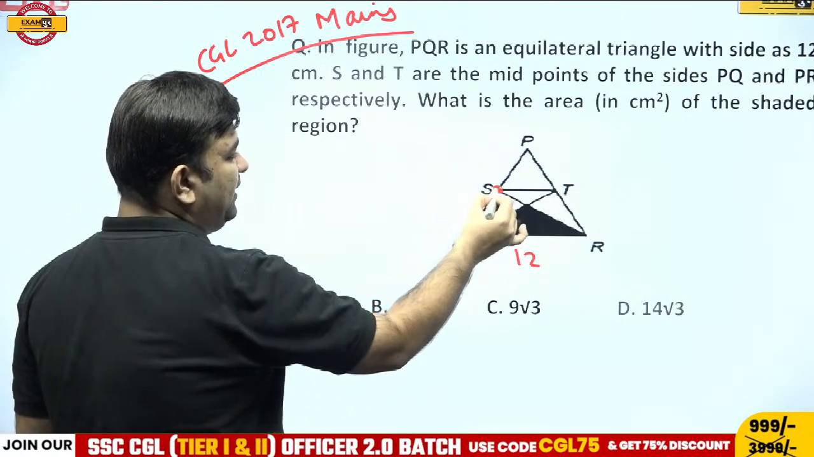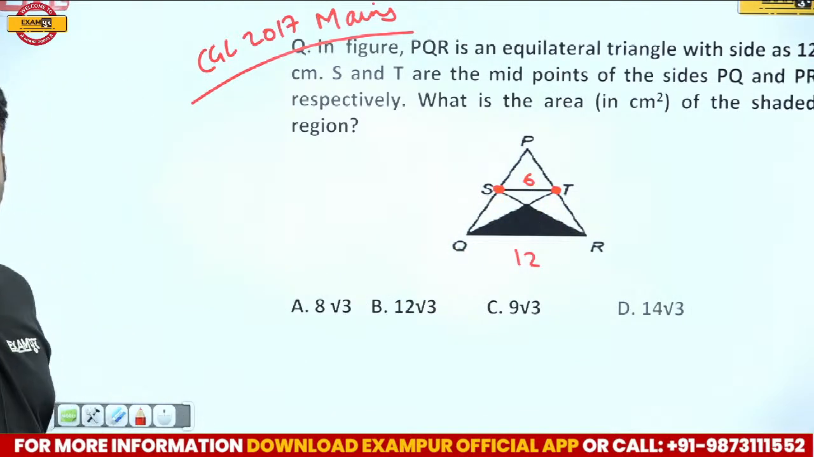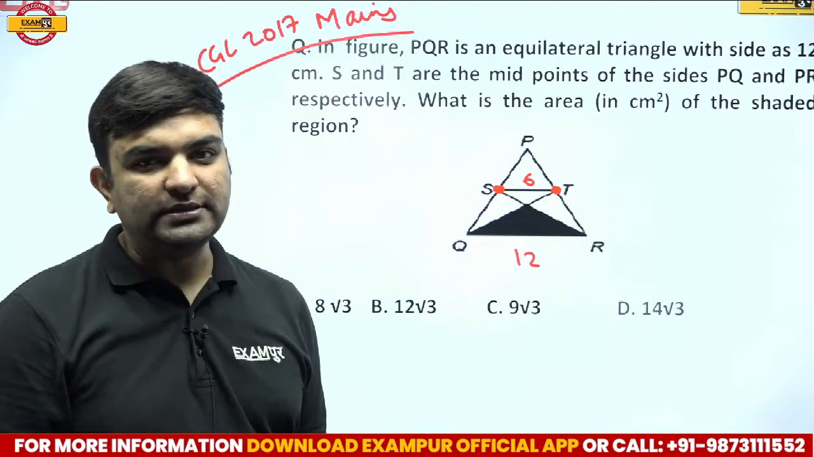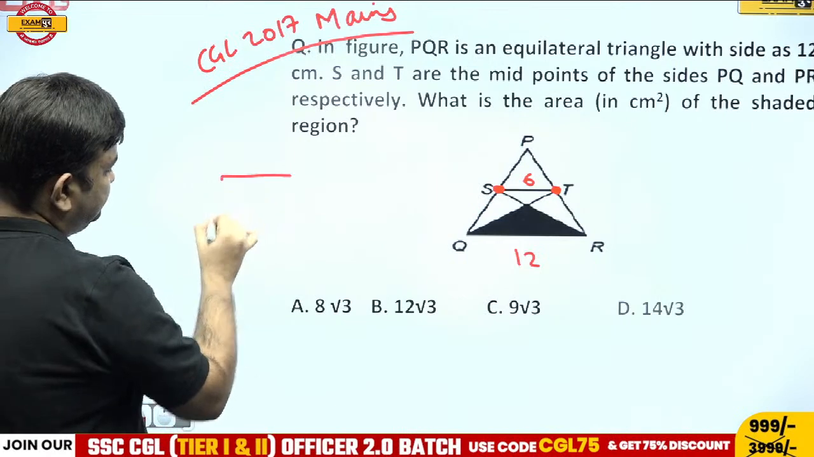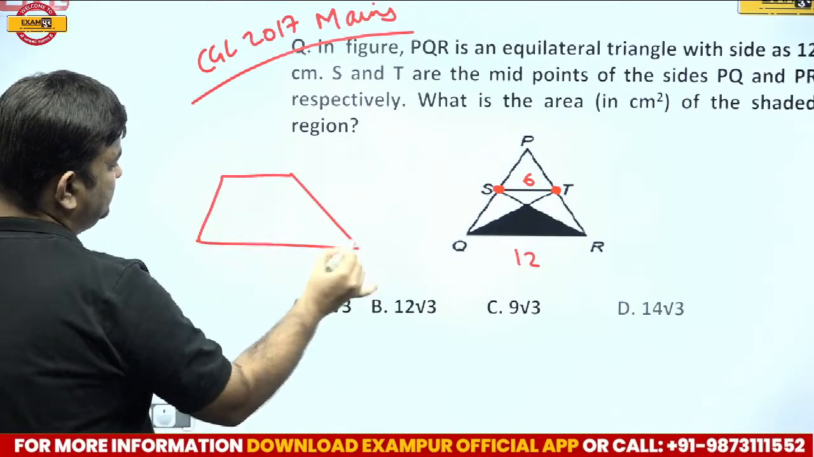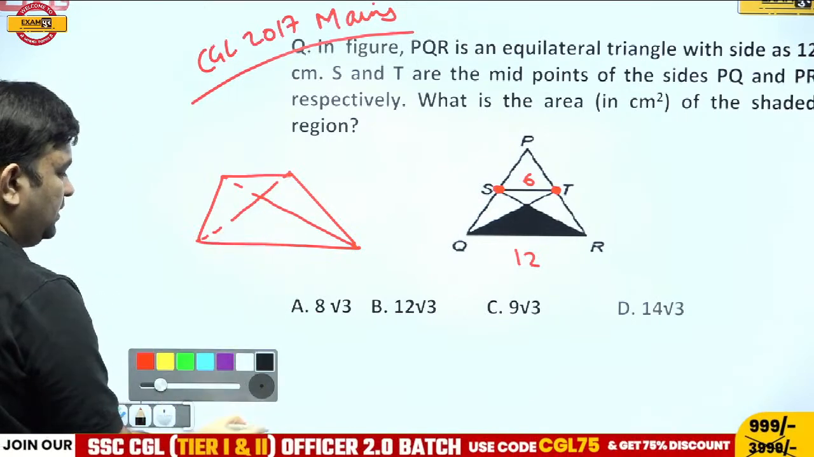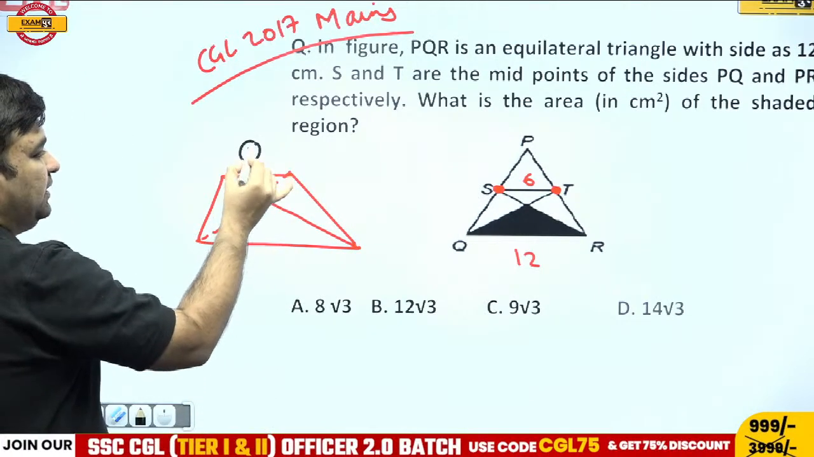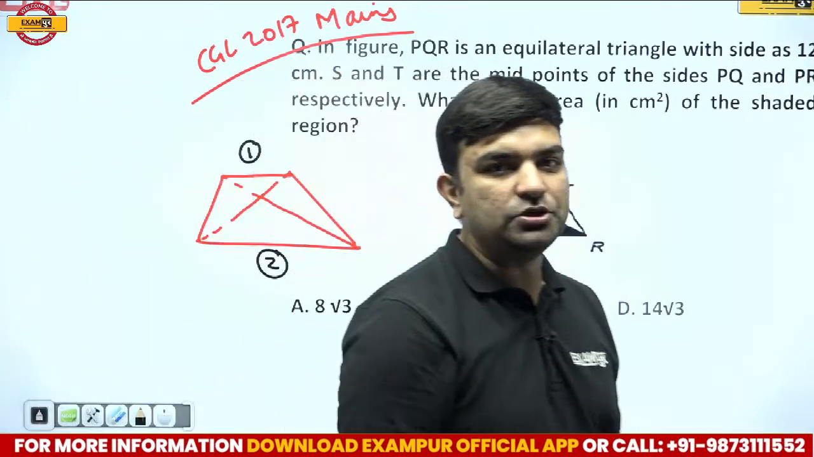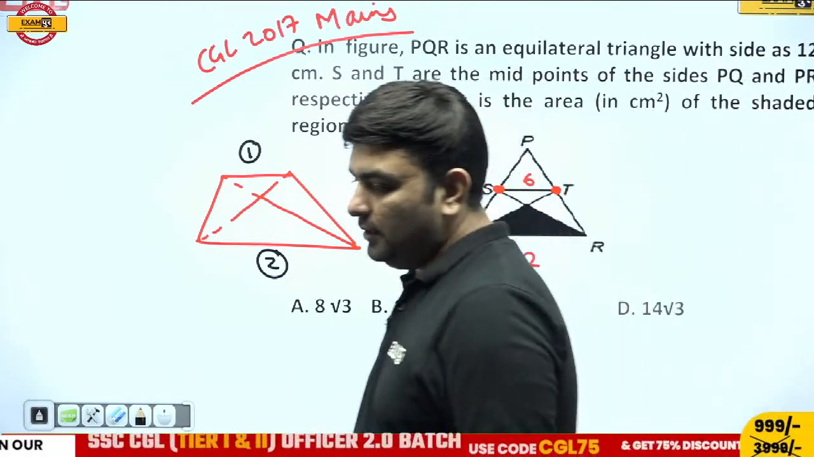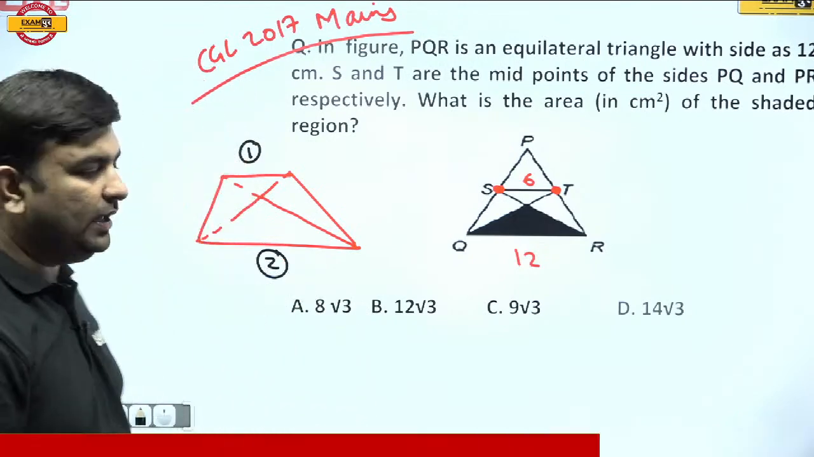The line joining the midpoints is a midsegment, so it is half of 12, which is 6. If the sides are in the ratio 1:2, then please see the division of the area.